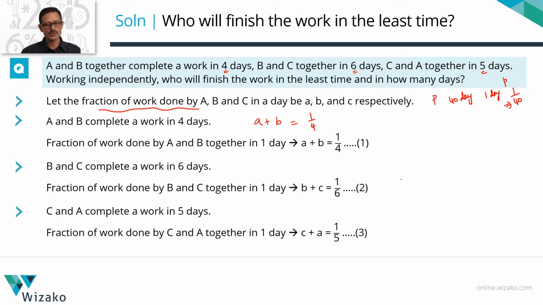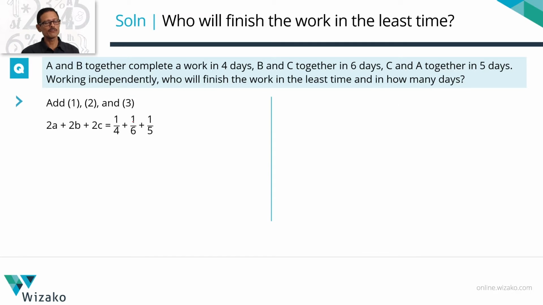How do we solve these equations? I'm going to add all these three equations, 1, 2 and 3. I'm going to do it in the next slide, but let's see what happens. How many A's do I have? 2 A's. How many B's? 2 B's. How many C's? 2 C's. So the left hand side is going to be equal to 2 times (A plus B plus C). That is equal to 1/4 plus 1/6 plus 1/5.